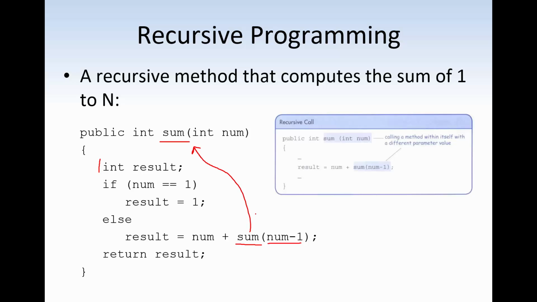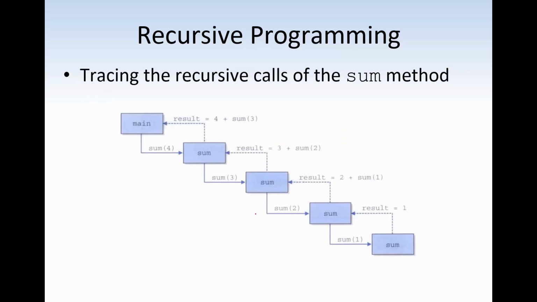A question you might ask yourself is, how does this actually look when it executes? Well, that's what we have on the next slide. Over here, imagine you're trying to run sum of 4, and you start at the main method. Imagine you have a program, and the only thing it does is print out the value of sum of 4. Let's see how this would be traced down.